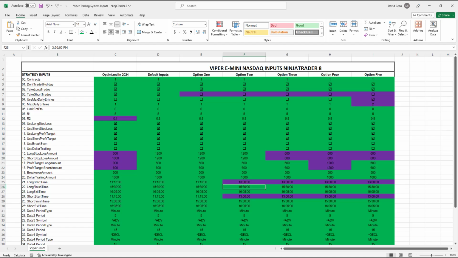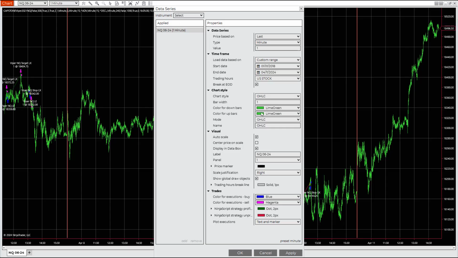Let's go over the data settings. If you right click and select data series, you can see we're going over the price based on the last minute one custom range, January 2018 through today. We're using a US stock session that goes from 8:30 a.m. to 3:15 p.m. That's based on exchange time, break at end of day.